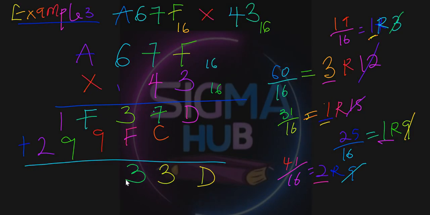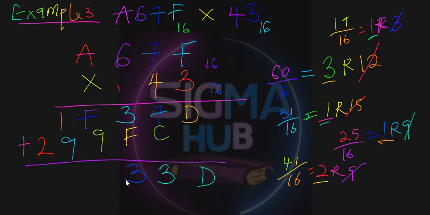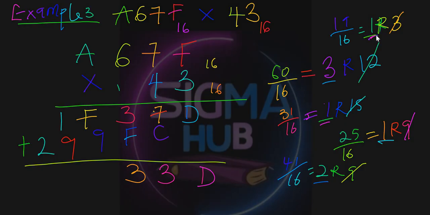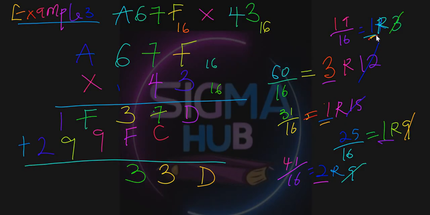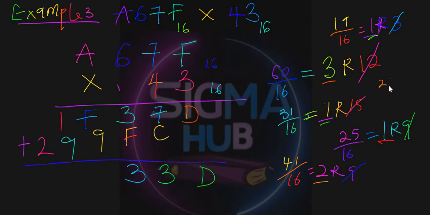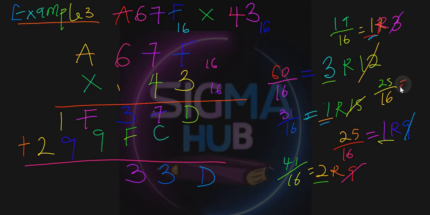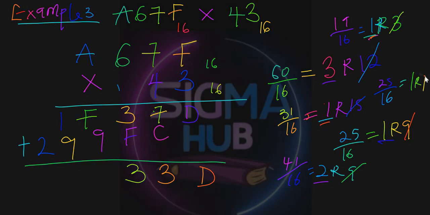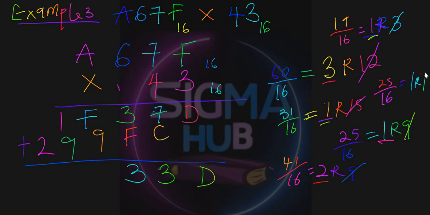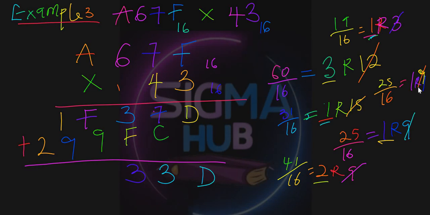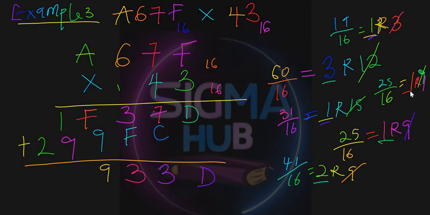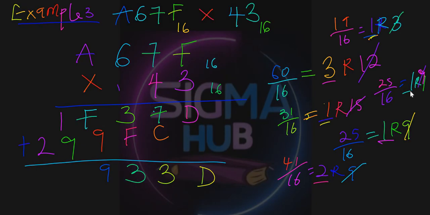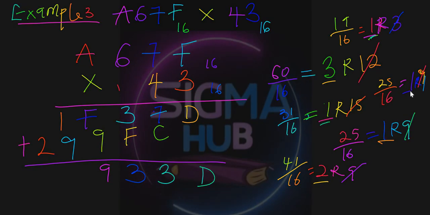So F is 15 plus 9 is 24. Plus the one that I've kept makes 25. I cannot write 25. I have to divide by 16. So if I have 25 divided by 16, it's going to give me 1 remainder 9 also. So I'm going to be writing the remainder, which is 9. I'll keep 1. So if I add 1 plus 9 here, it's 10. Plus the one that I've kept, that's 11.